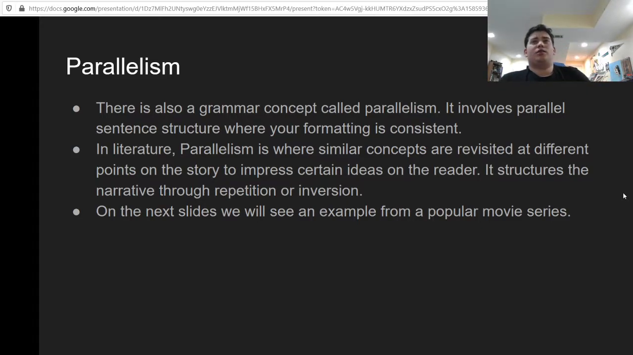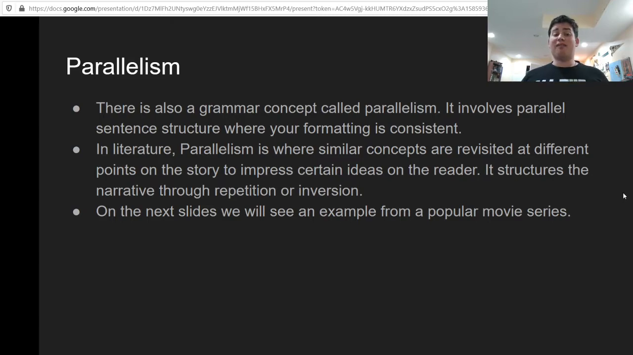I went swimming, hiking, and playing. See, I kept all my verbs structured the same way. I didn't say I went on a hike, I went to play. I no longer have parallelism there. That's parallel sentence structure where your formatting is consistent. And we can see this in literature too.